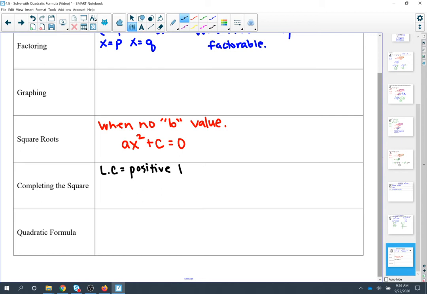And then the other thing to look for is that the B value is even. The reason you want the B value to be even is because you have to cut it in half. Remember, you cut it in half and then you square it? I don't want to have to cut 7 in half and then square it. That's disgusting. So if your leading coefficient is positive 1 and your B value is even, then you can complete the square.